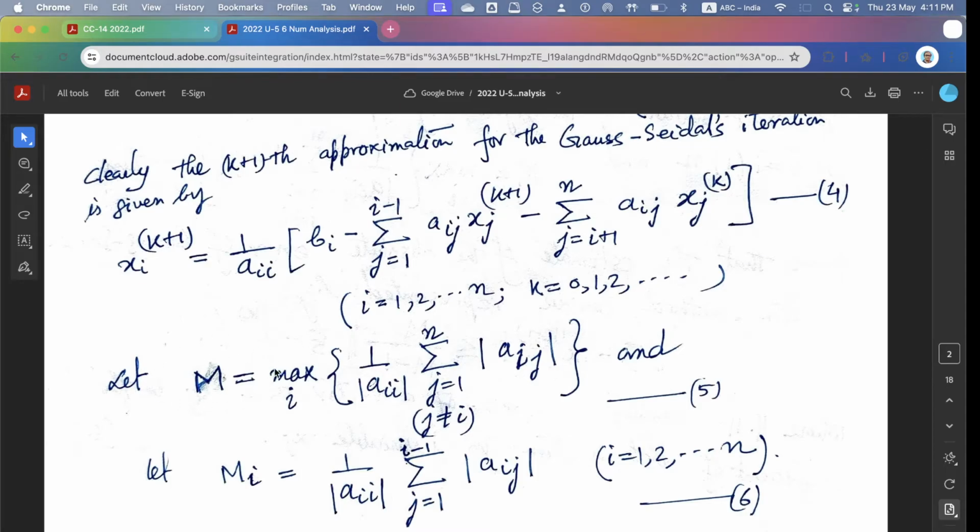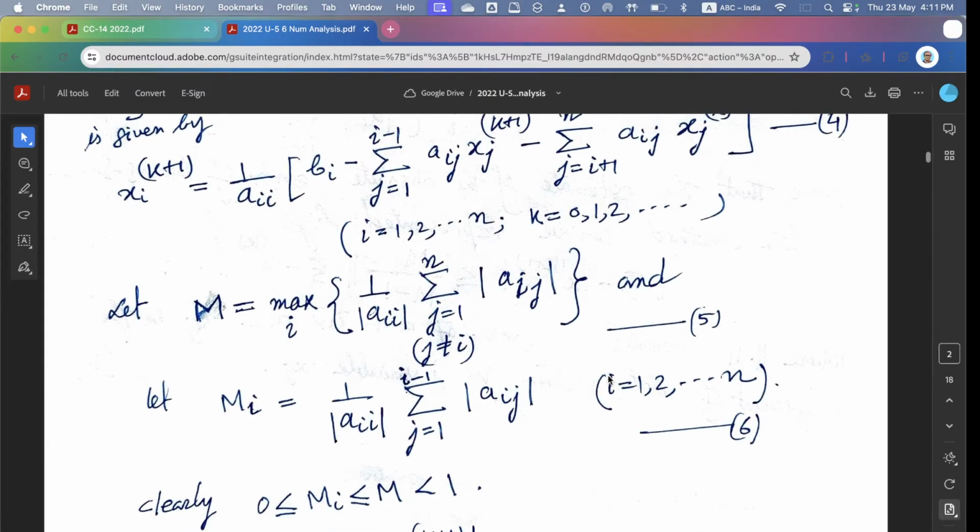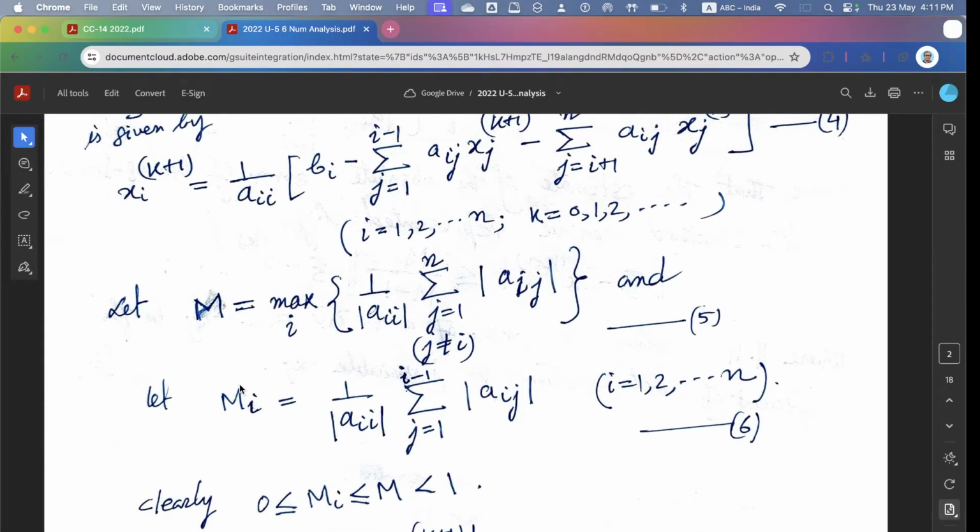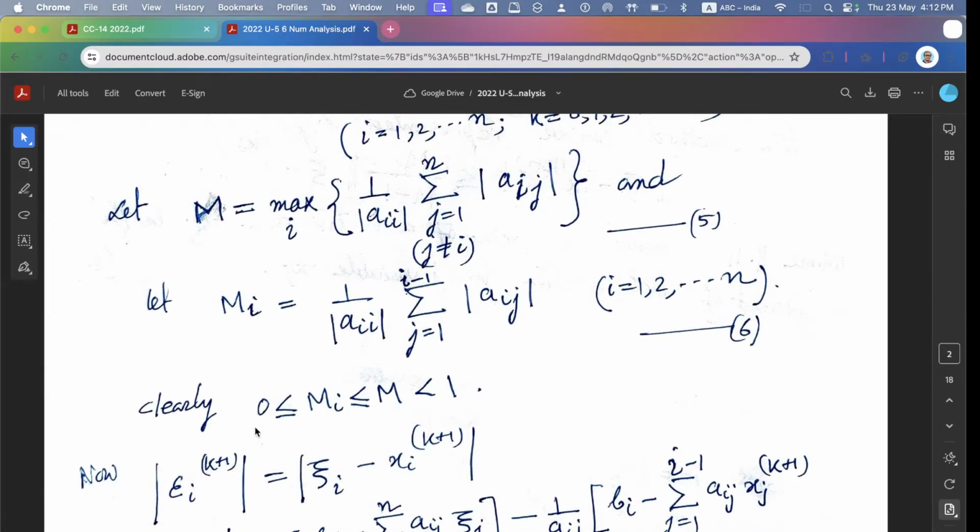Let capital M be equal to maximum over i of 1 by modulus of aii times summation over j equal to 1 to n, j not equal to i, of modulus of aij, and let mi equal to 1 by modulus of aii times summation over j equal to 1 to i minus 1 of modulus of aij, i equal to 1 to n. Clearly, 0 less than or equal to mi less than or equal to M less than 1.